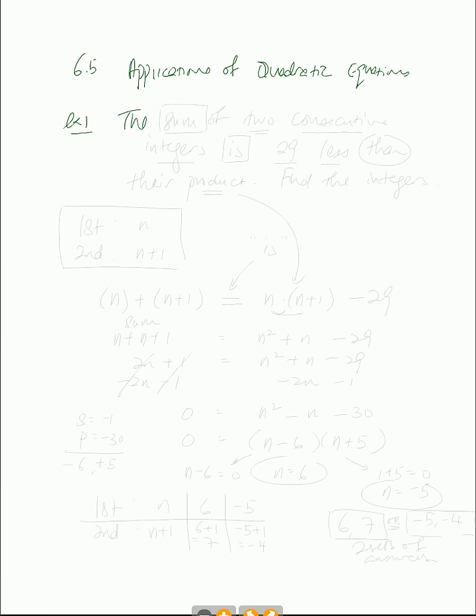Okay, let's try this. The sum of two consecutive integers is 29 less than their product. Find the integers.